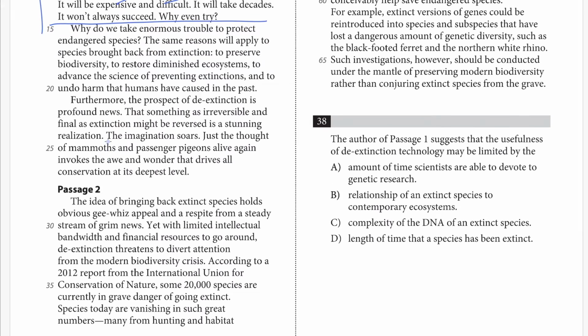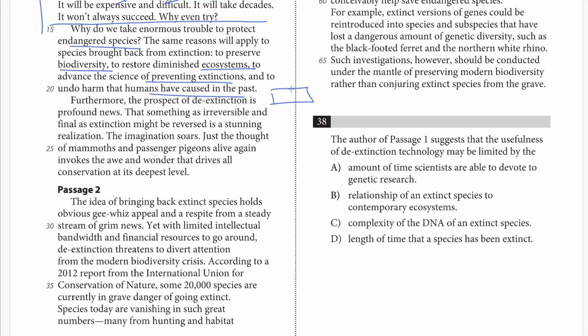And that question is over here. Why do we take enormous trouble to protect endangered species? The same reasons will apply. So what are the reasons to preserve biodiversity? To restore diminished ecosystems, etc., and to undo harm that humans might have caused in the past. So there's this section of species that are almost dying, and then these species have totally died. He's saying if we can revive these, maybe we can use this idea for those as well. So less harm will be done.